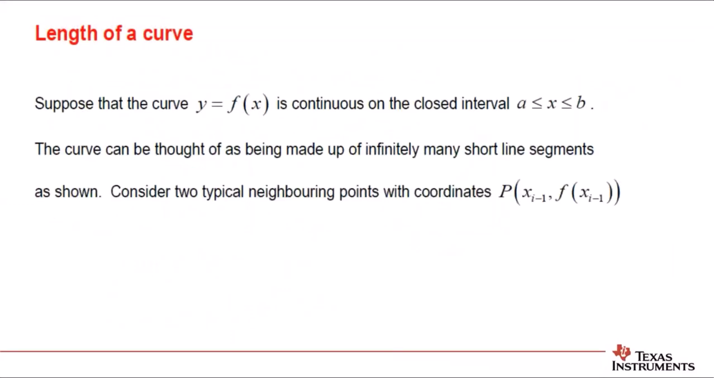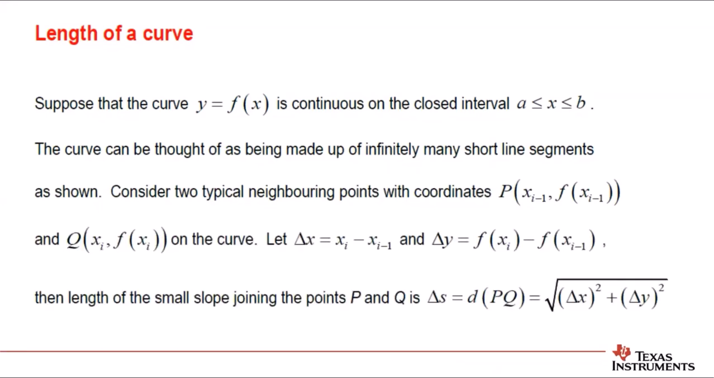So suppose that we've got the continuous curve y equals f of x on the closed interval between a and b. Then the arc length is made up of really infinitely many short little straight line segments. So let's just consider one typical point P with coordinates x_{i-1}, f of x_{i-1}, and another typical point Q, which is x_i, f of x_i. So in our notation, we'll let delta x be x_i minus x_{i-1} and delta y be f of x_i minus f of x_{i-1}. Then the length of that small slope, delta s, is the distance between the 2 points P and Q. It's the square root of delta x squared plus delta y squared.